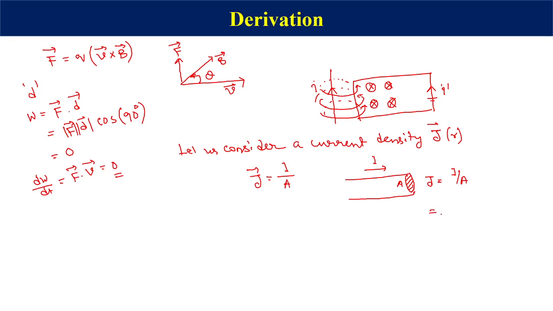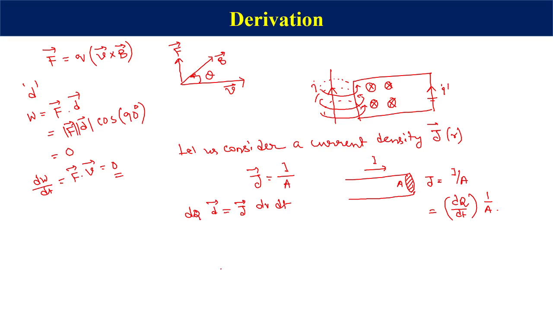So what is I, by the way? I is nothing but the rate of flow of charge, which is dq upon dt, into 1 by A. All right. So if this dq amount of charge is contained within a volume dv, and dq amount of charge flows through a distance d, small d, in time dt, then I will be able to write an expression: dq into d is equal to J dv dt.